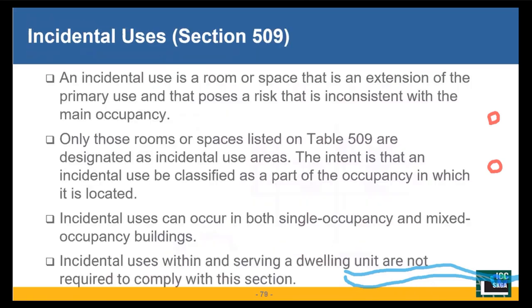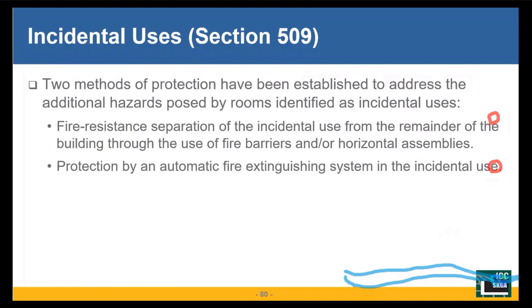So we covered this already. Incidental uses, these are identified in the code in a table we will see shortly. These are a use in a room or space, an extension of the primary use, however the risk is inconsistent with the main occupancy. For example, a boiler room, and we're going to see that. In table 509, these are incidental uses, and they're required to be separated in most cases, unless, of course, you provide a sprinkler system, then you do not need to provide fire rated separation.